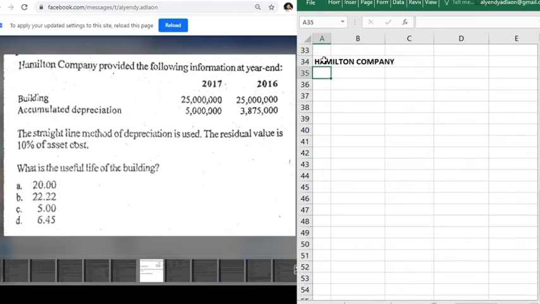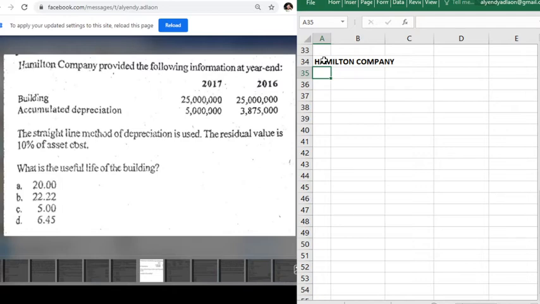Question: what is the useful life of the building? Hamilton Company provided the following information at year end. Building, we have 25 million during 2016, and in 2017 it is still 25 million. For the accumulated depreciation in 2016, that is 3,875,000, and in 2017, that is 5 million.